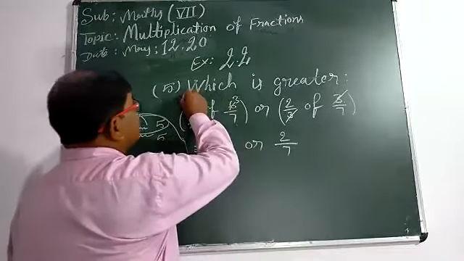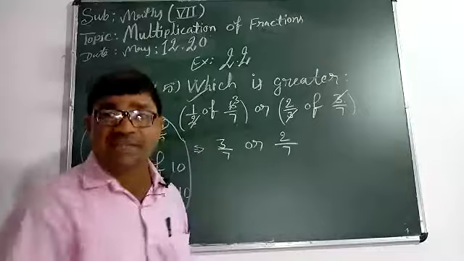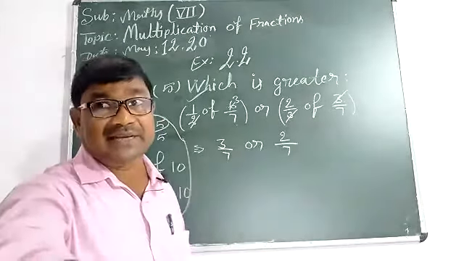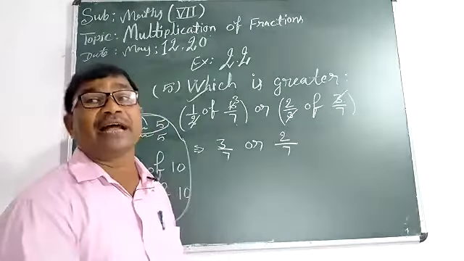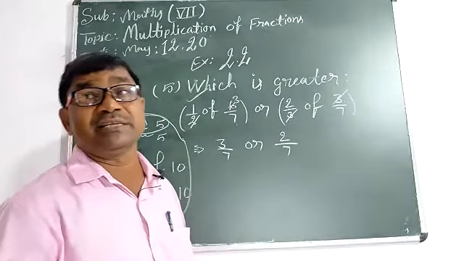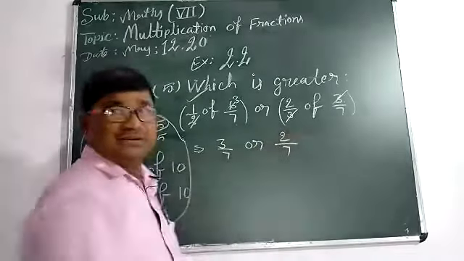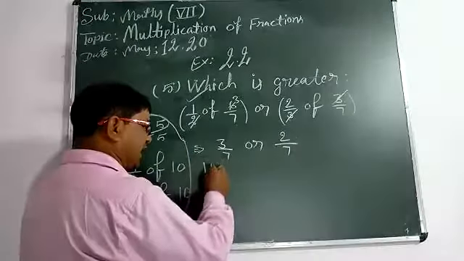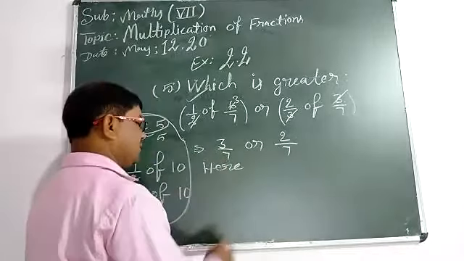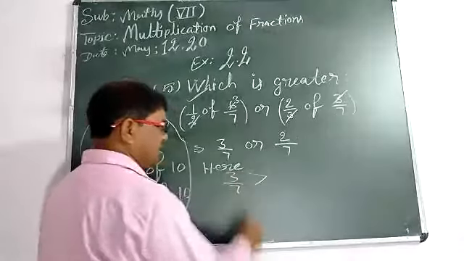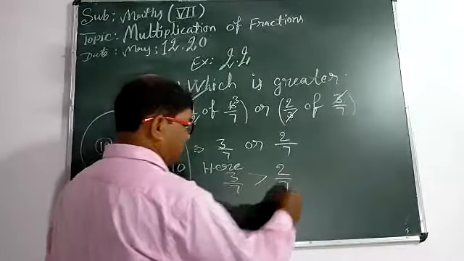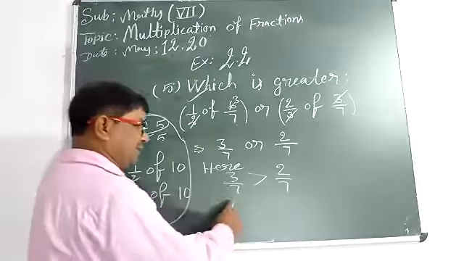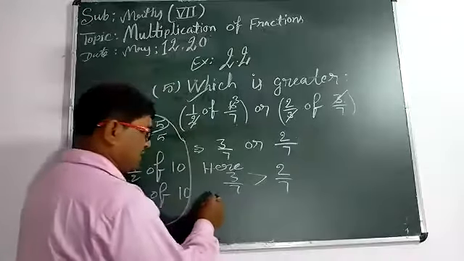They are fractions having the same denominator, and the question is asking which is greater. If the numerator is greater, then the fraction is greater. If the numerator is smaller, then the fraction is smaller. So 3 is larger than 2. Here, 3 upon 7 is larger than 2 upon 7.